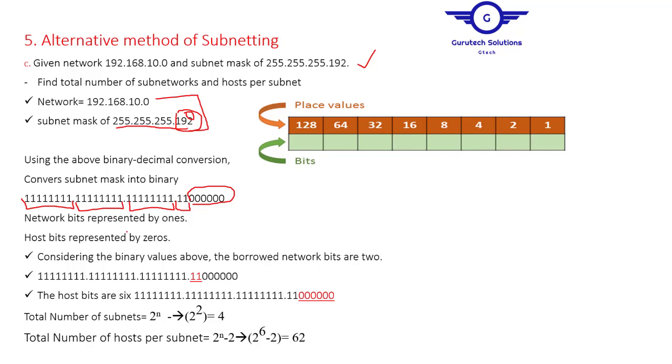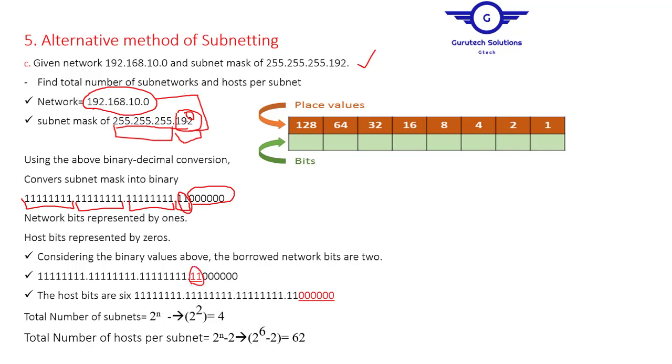All right. So our network bits are represented by ones. Host bits are represented by 0. Considering the binary values above, the borrowed network bits are 2. Because you just see that this was a class C IP address, and now it's supposed to have three network portions and one host portion, but some of the network portion is found in the host portion. So those are the borrowed bits. So 2 of them have been borrowed.